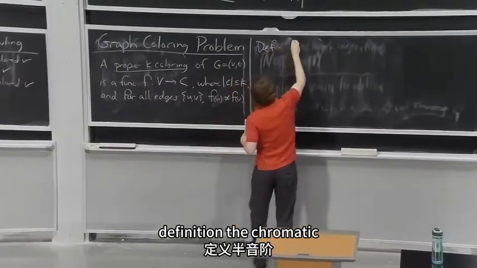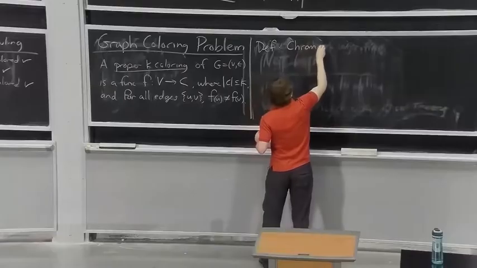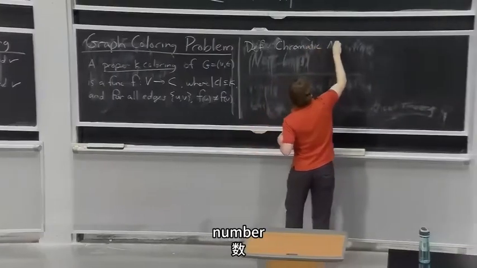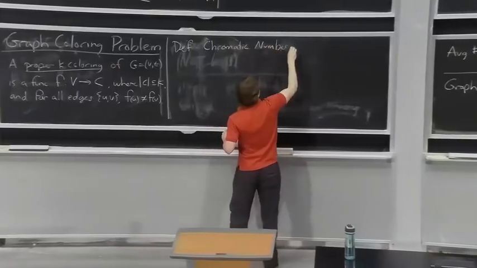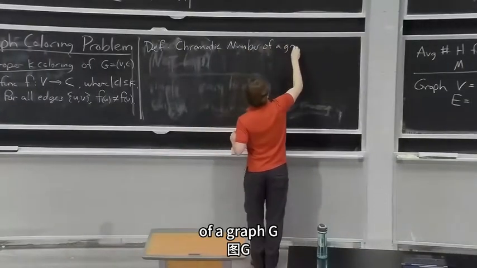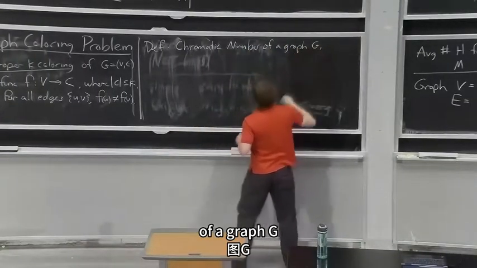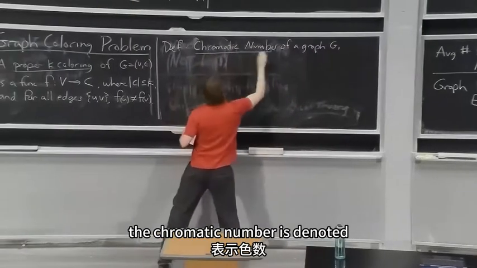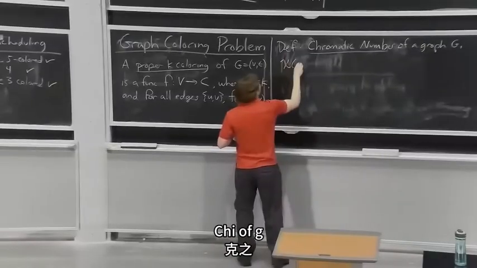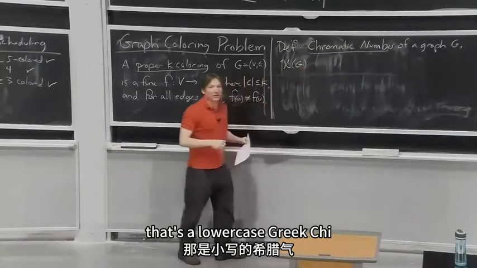Definition. The chromatic number of a graph G. The chromatic number is denoted chi of G. That's a lowercase Greek chi.